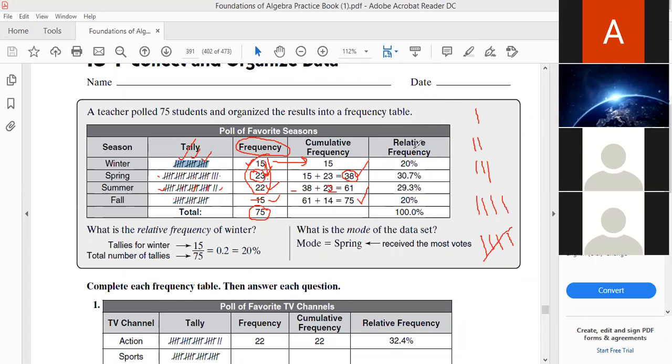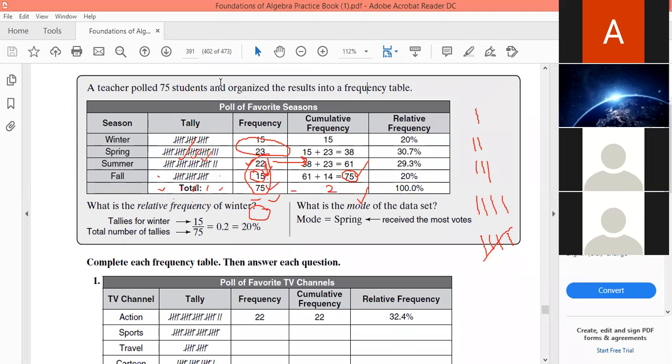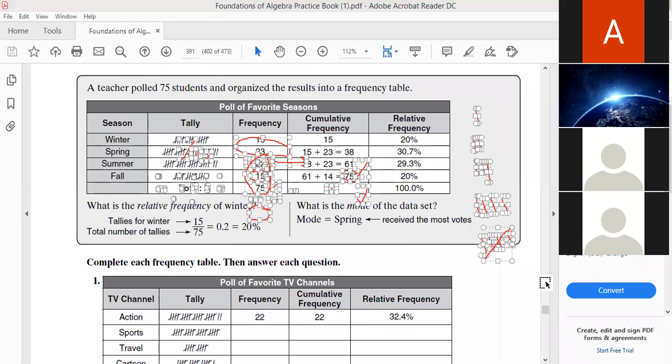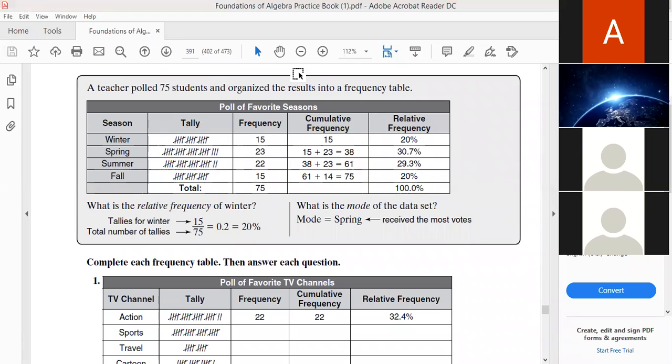Now, next one, it's relative frequency. How do you calculate the relative frequency? Relative frequency is a percentage. How do you calculate the percentage? First of all, you must know the total. How much total is given to you? 75. You want to calculate relative frequency. Then check here in frequency. How much is given to you for winter? 15. 15 divided by the total, 15 over 75. Then times 100. Do it.